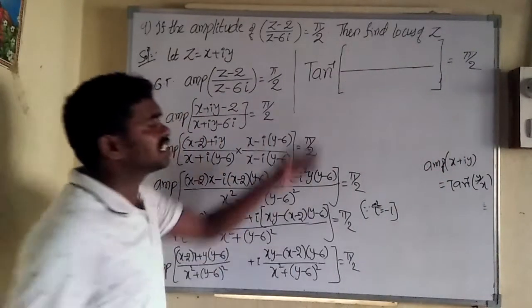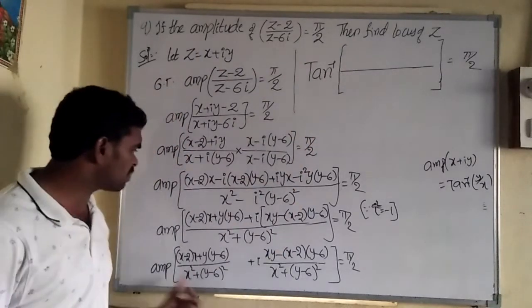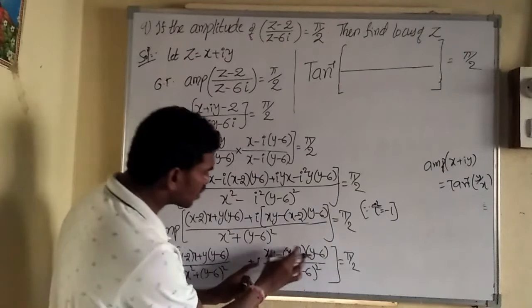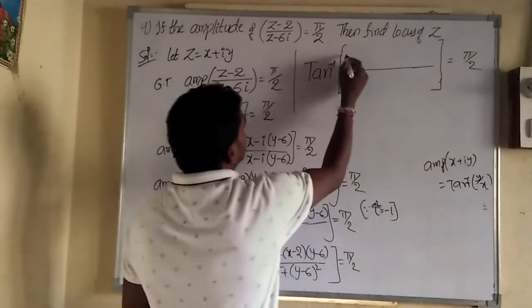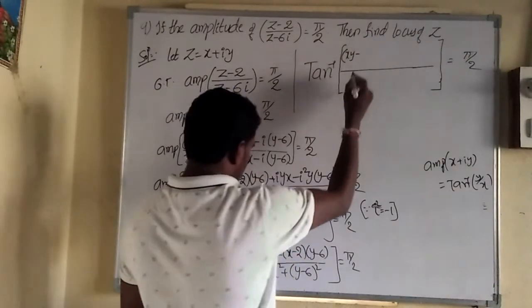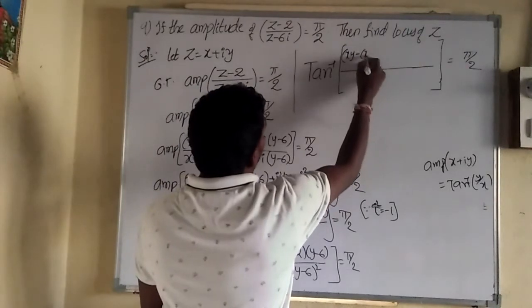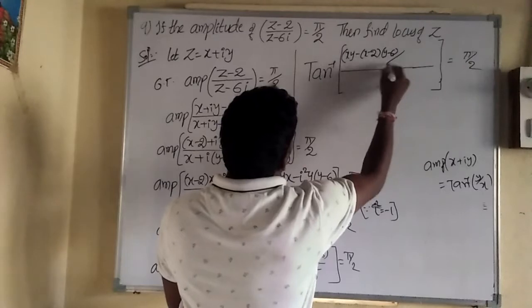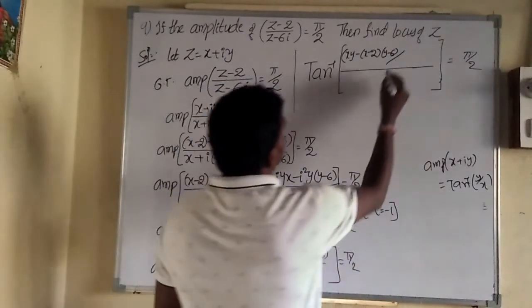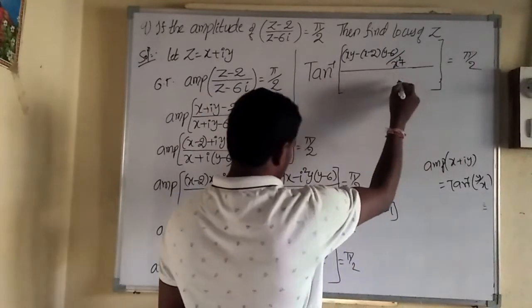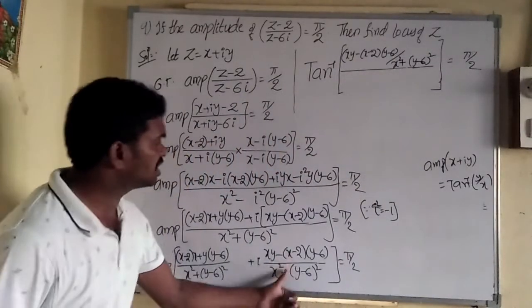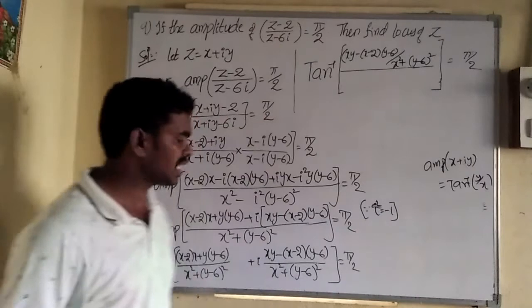Okay. Imaginary part by real part. What is the imaginary part in this? Yes, the i coefficient is the imaginary part. What is the i coefficient? Yes, (xy - x - 2(y - 6)) by (x² + (y - 6)²). So, imaginary part by real part.